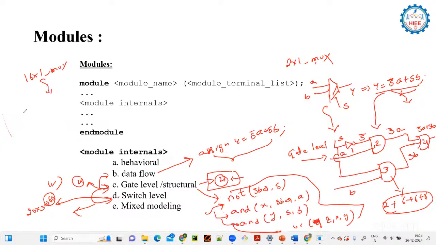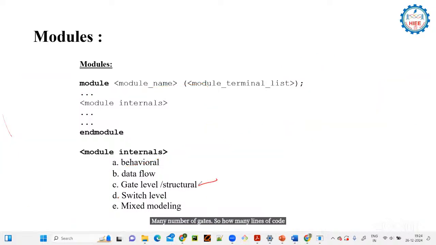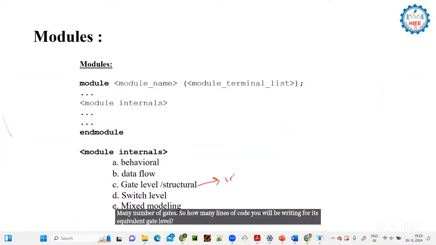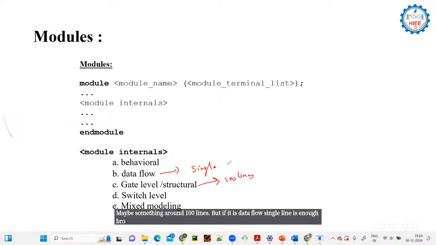How lengthy could its equivalent gate level diagram be? And how many gates would there be? Many gates. So how many lines of code would you write for its equivalent gate level? Maybe something around 100 lines. But if it is data flow, a single line is enough. Okay, just a single line.